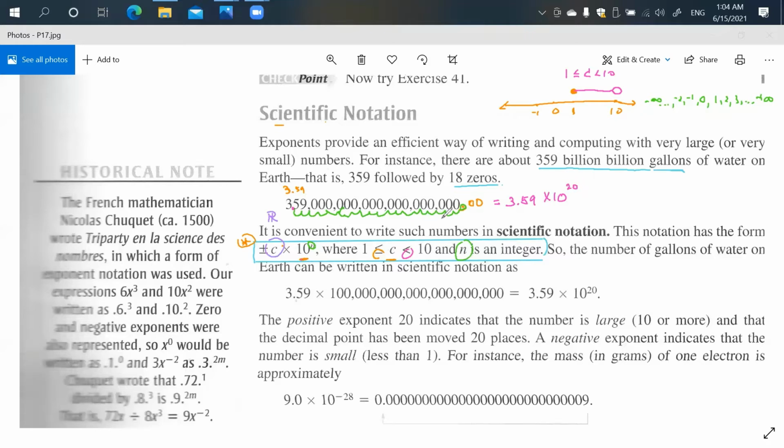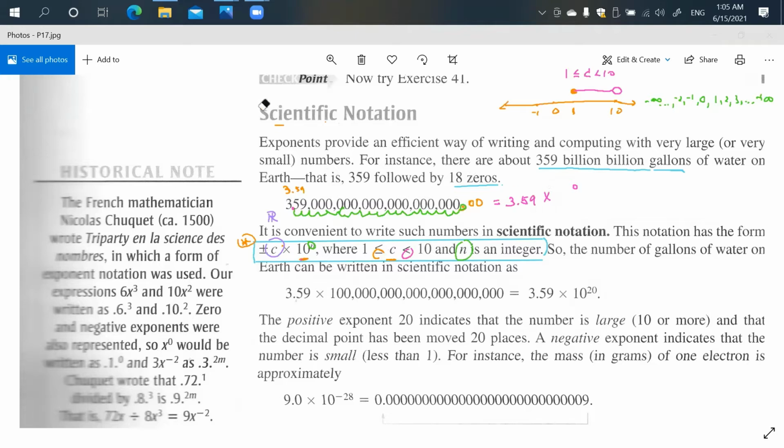Okay, so because we count to the front, the index 20 is a plus sign. Just keep in mind, count to the front. When you move the decimal point to the front, then the sign should be plus. But in mathematics, if the sign is plus, we don't need to write it down. So we eliminate the plus sign.